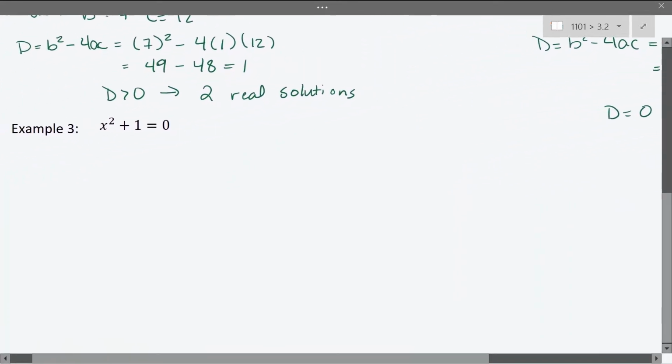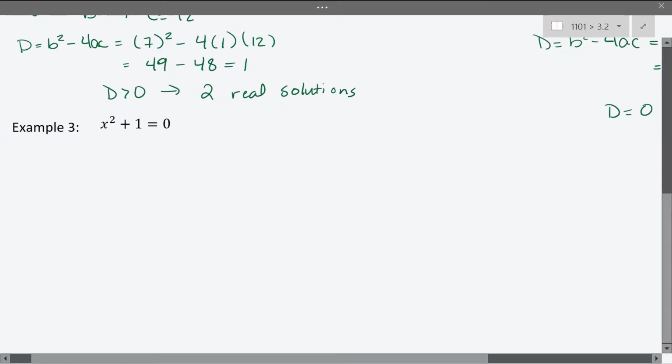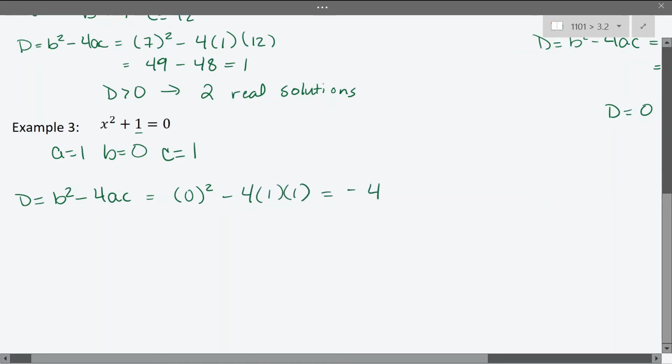Let's look at a final example. In this example, we have a equals 1 because there's a 1 with our x squared. We have b equals 0 because there's no number with an x here. And we have c equals 1. So d equals b squared minus 4ac. So we have 0 squared minus 4 times 1 times 1, which gives us negative 4. So d is less than 0. So this is no real solutions.